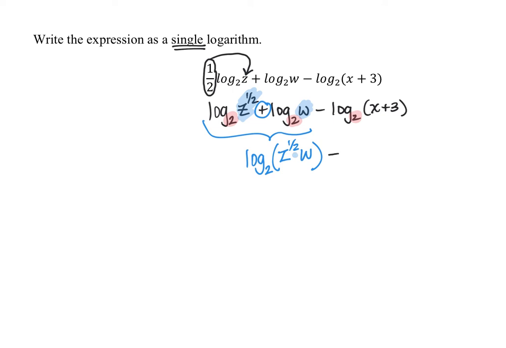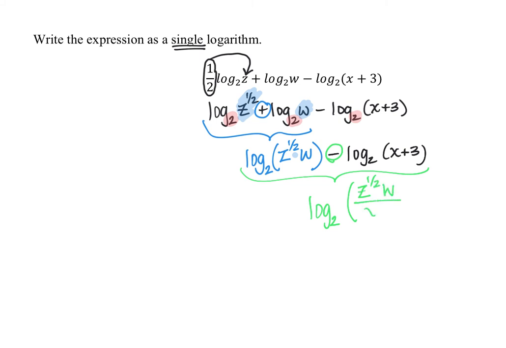Then we still have minus log base 2 of x plus 3. And then our final property of logs will be the subtraction. So we will condense these 2 logs together, and subtraction becomes division. So the arguments are going to get divided. So this will be z to the 1/2 times w divided by the quantity x plus 3. And that will be our single logarithm.